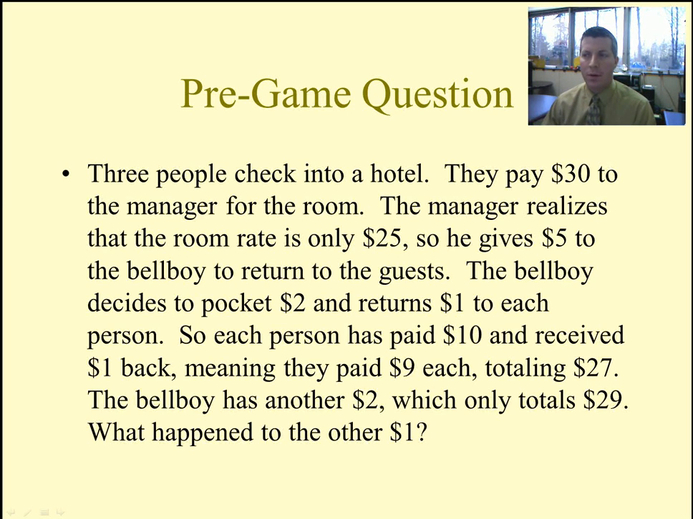Assume that 3 people check into a hotel. They pay $30 to the manager for the room. The manager then realizes that the room rate is only $25, so he gives $5 to the bellboy to return to the guests. The bellboy decides to pocket $2 and returns $1 to each person. So each person now has paid $10 and received 1 back, meaning that they each paid 9, which totals $27. The bellboy has another $2, which only totals 29. What happened to the other dollar?